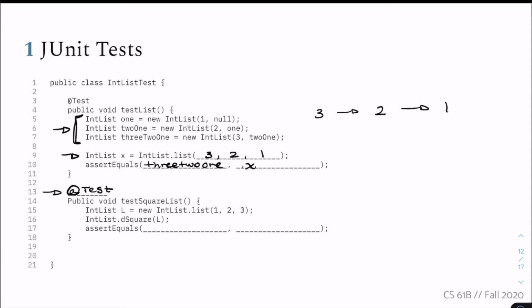So here the question is, what are we comparing, right? We created our new intlist and then we destructively squared that list. So now what do we compare? Obviously, one of them is going to be the goal intlist, so we can make that intlist.list 1, 4, 9. And what are we comparing it against? Well, since it's a destructive square list function, we can just compare it against L itself.